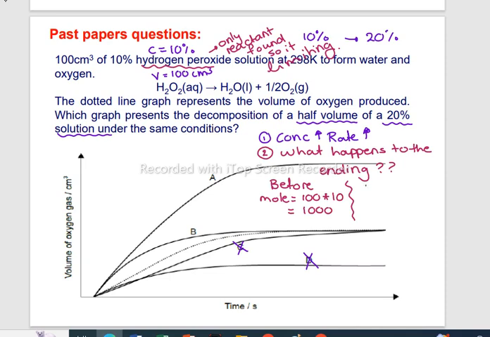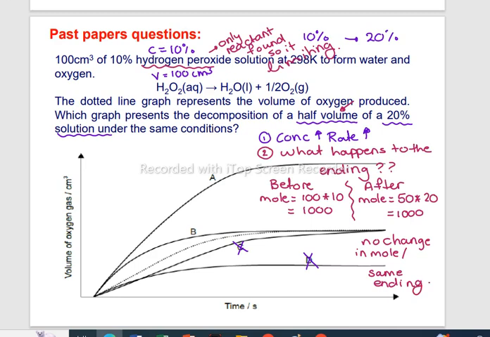Now, if I'm going to go after the mole, equal half the volume. So it's 50 multiplied by 20, which is the same answer, 1,000. So there's no change in mole. So it's the same ending. Based on these two questions, my answer would be the correct one, B answer.